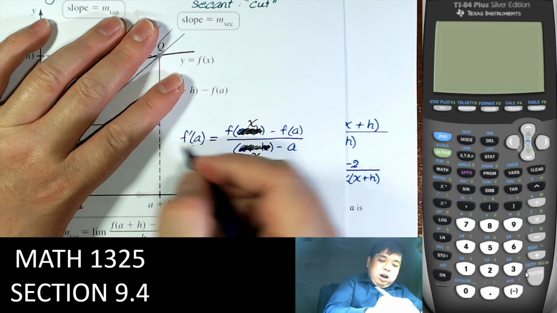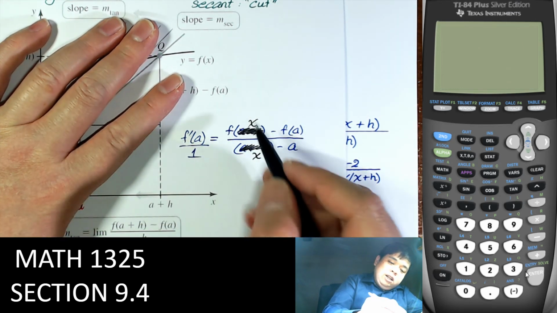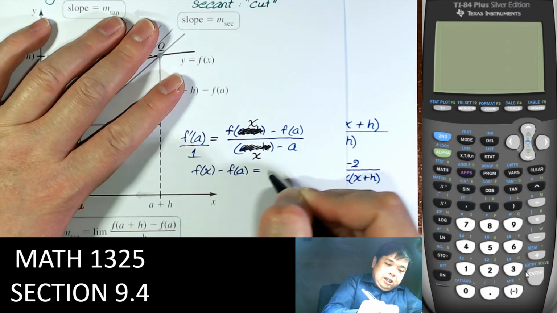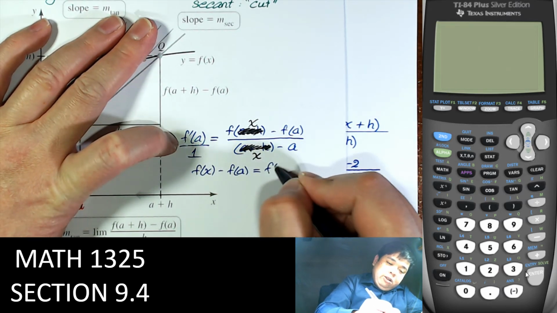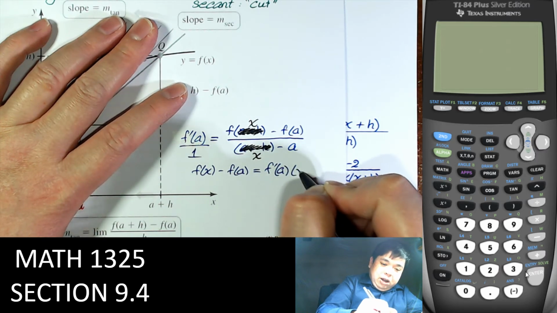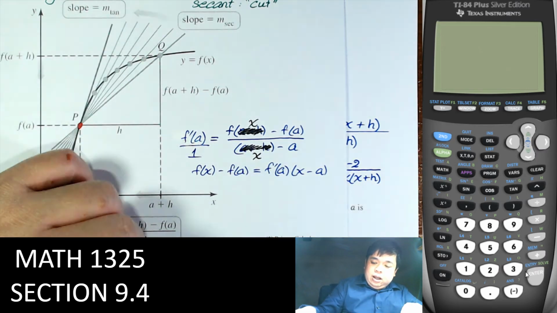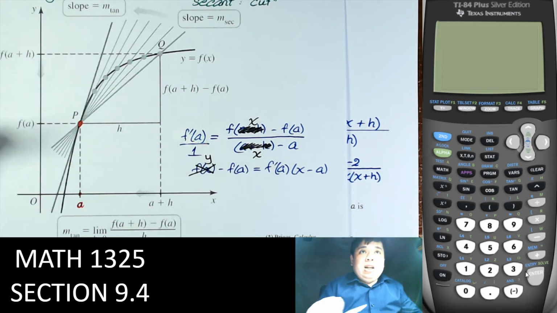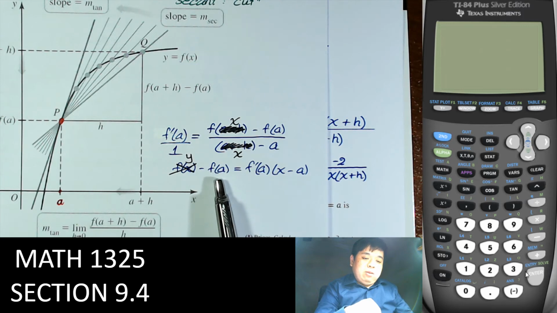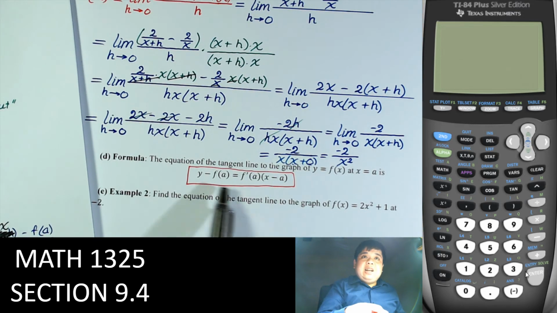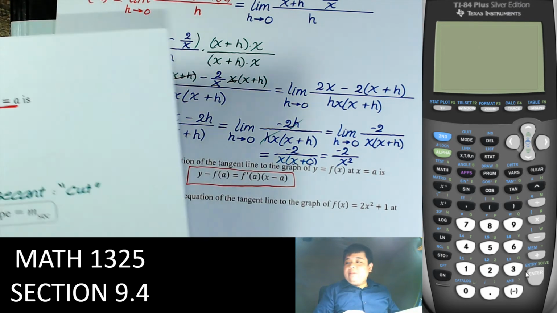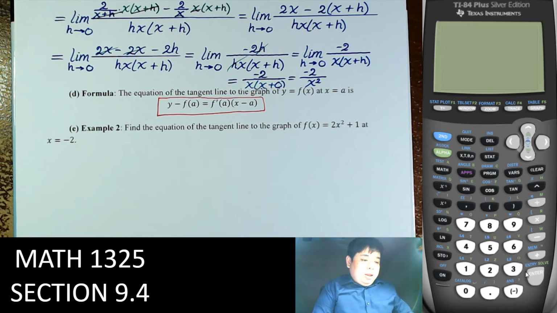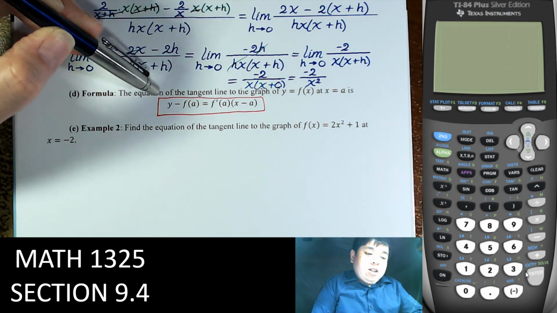Now we just cross multiply it. We have f of x minus f of a equal to the derivative times x minus a. Now, f of x we can replace by y. So we have y minus f of a is equal to that, and that is exactly what we have there. Right, so the equation of tangent line is given by this.